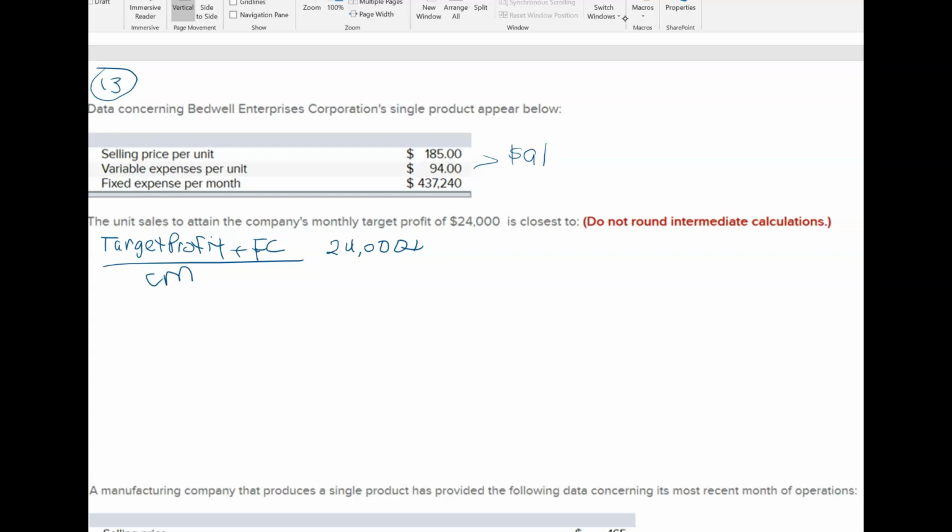And we add to it the fixed cost of $437,240, and we divide it by 91, the contribution margin. That's $461,240, and 5,069 units.